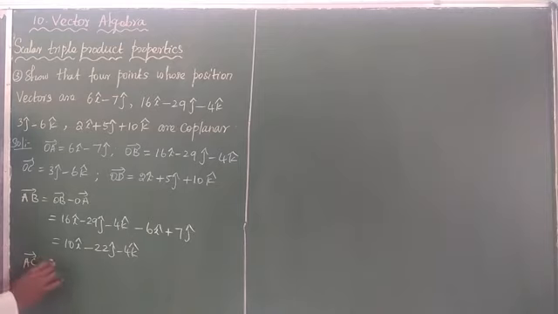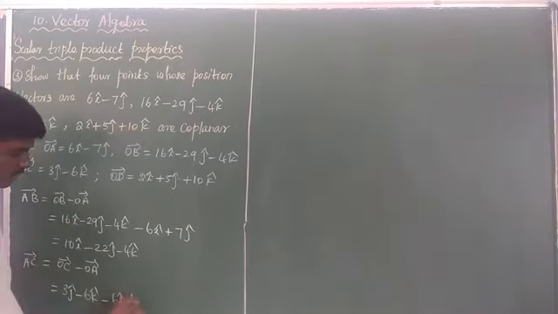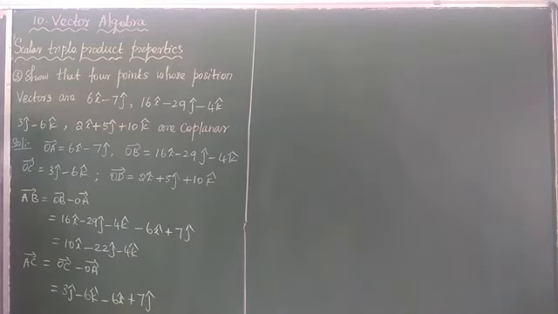But here AC vector means OC vector minus OA vector. Here simplify, what is the OC vector? It is equal to 3 j cap minus 6 k cap minus OA vector, that is minus 6 i cap plus 7 j cap. Okay, here simplify, minus 6 i cap, plus 10 j cap, again minus 6 k cap. This is the value of AC vector.